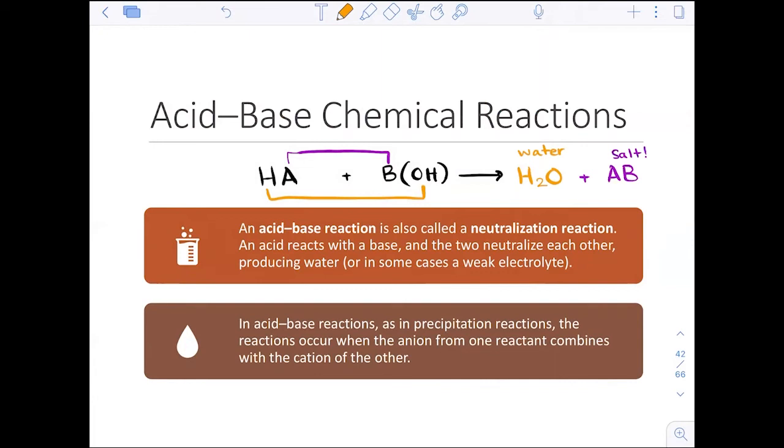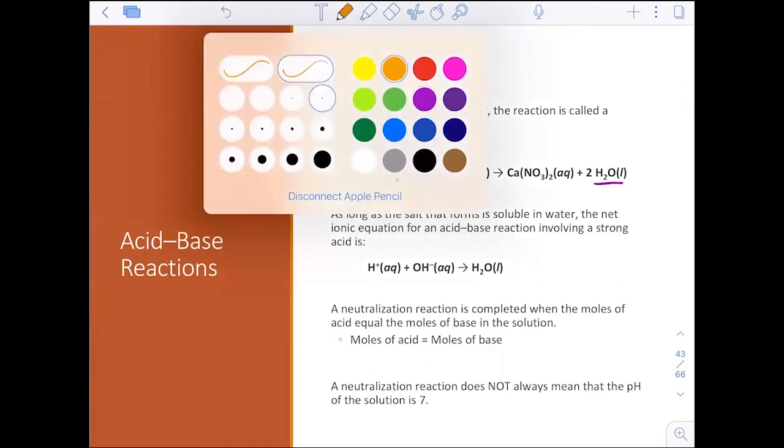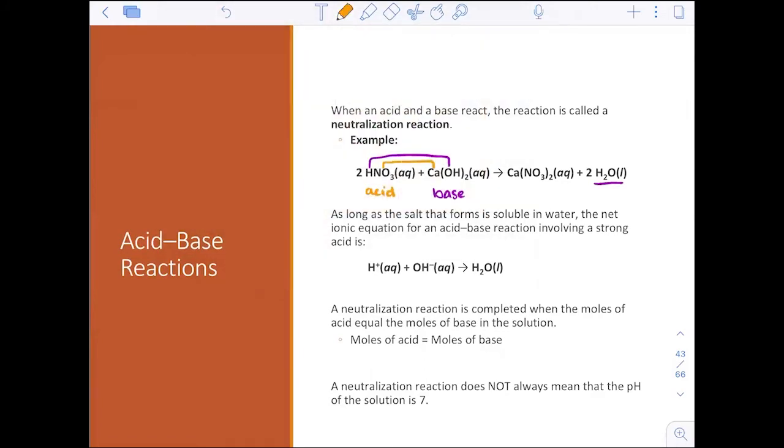Now in an acid-base reaction, as in the precipitation reaction, the reaction occurs when the anion from one reacts with the cation of the other. Specifically, what's defining our cation of one and our anion of the other is the production of water. So you will see that occur in all acid-base reactions. When an acid and base react, the reaction is called neutralization. So here's an example. We see HNO3, that is the acid, and Ca(OH)2, calcium hydroxide, is the base. H and OH come together to make H2O. NO3 and Ca come together to make calcium nitrate.